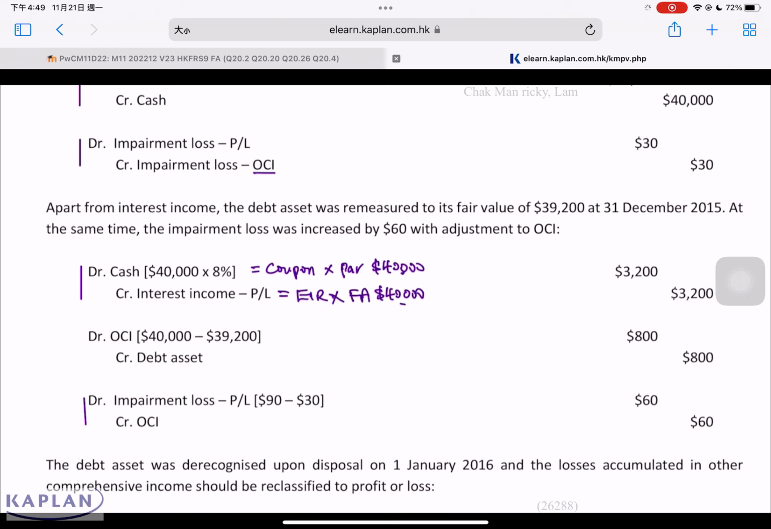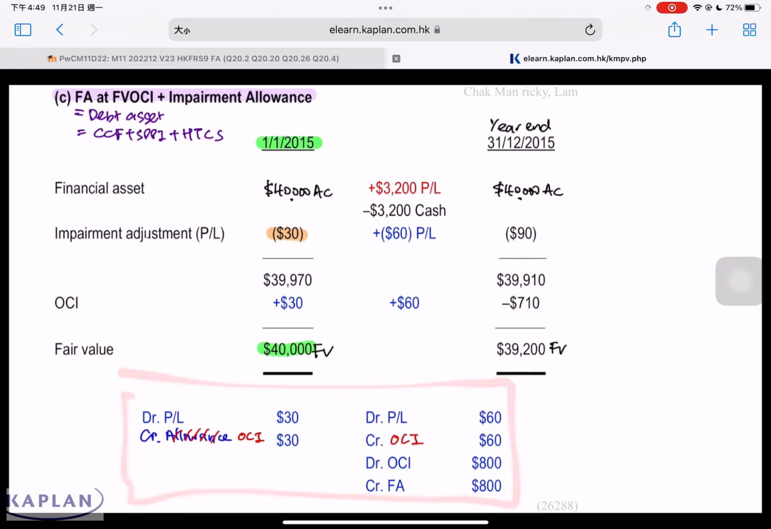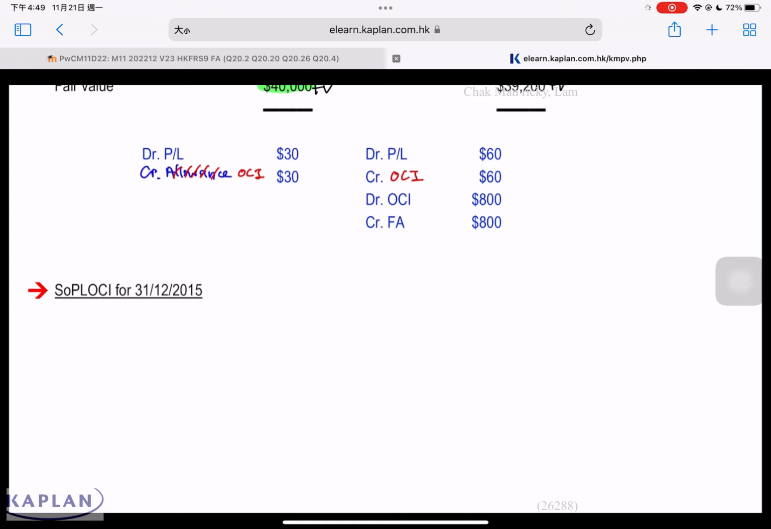Then after that, we must account for the change in the fair value of the financial asset at fair value through OCI, to OCI. This is an entry we discussed earlier. Over here, the statement of profit and loss and other comprehensive income for 31st December 2015. In the profit and loss, there should be an interest income of 3,200. At the same time, we must account for impairment loss, the expected credit loss. 30 plus 60 is equal to 90.